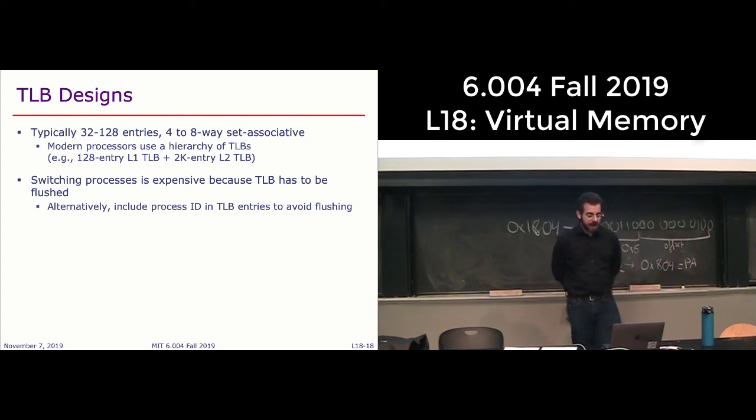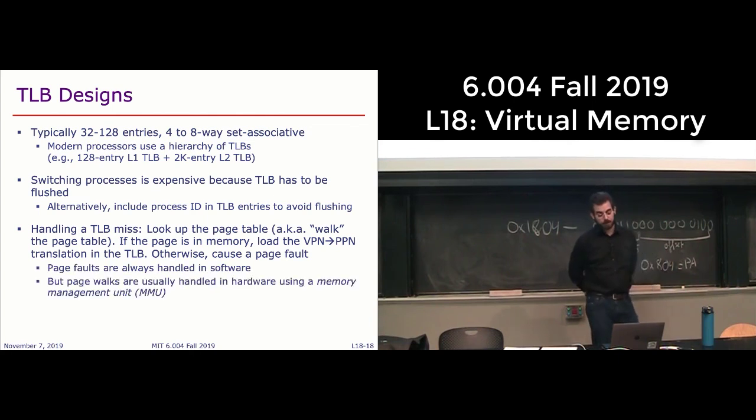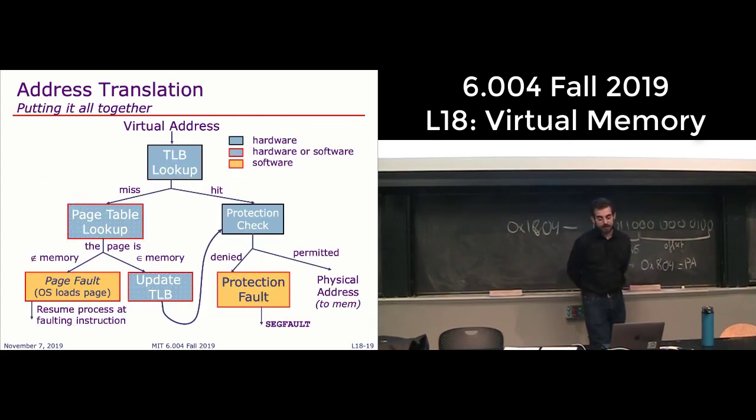So that is a design alternative, right? We can add the process ID to the tag, and that will make tag matches more expensive, but we avoid flushes. And finally, on a TLB miss, we need to go to the page table, and if the page is in memory, then we update the TLB, otherwise we trigger a page fault. Let's see how this happens in a more visual representation.